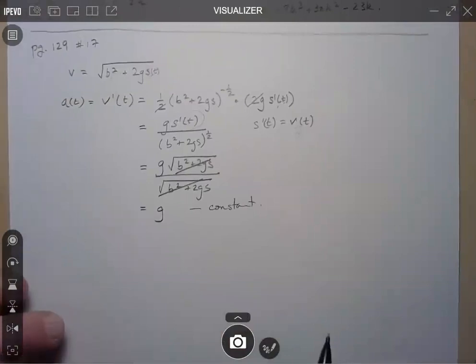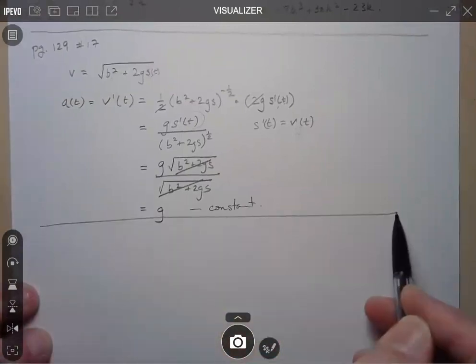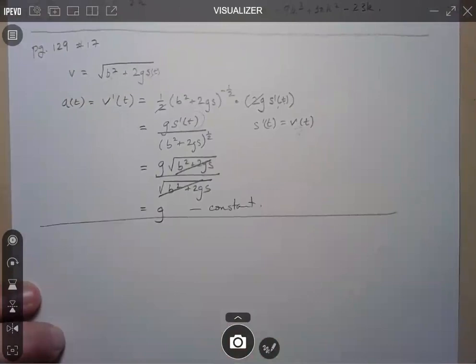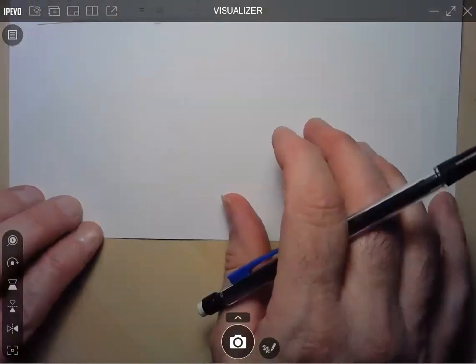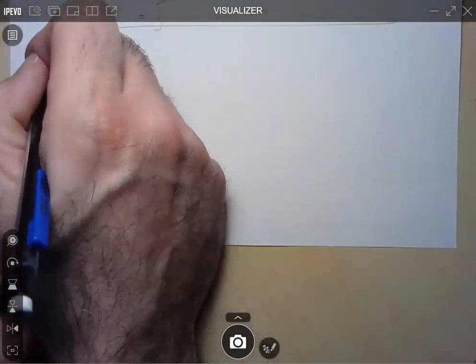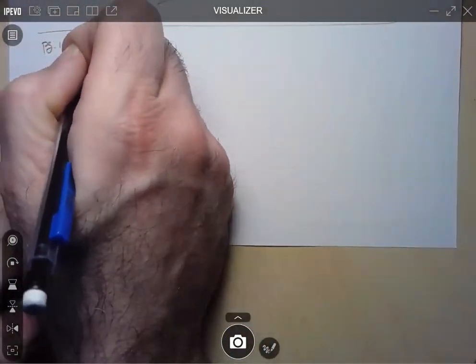Okay, so if there are no other questions, let's move on to the next one I have, which is page 170, number 10. Okay, which is actually on page 171. So let's take a look here. Hopefully I'll have enough room. And let's see what this question says.